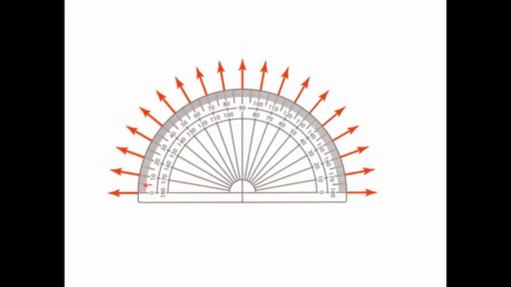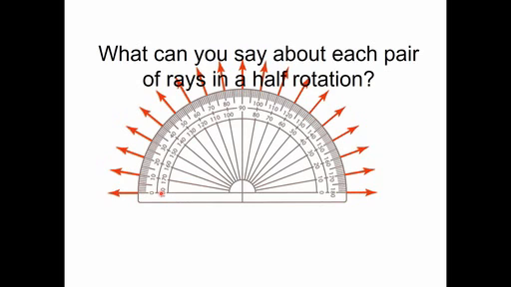So here we go. In other words, every one of these rays has a real number from 0 to 180. And every number on this scale from 0 to 180 corresponds with a ray. Okay, that's good. And that's important to get us to the answer to this third question. What can you say about each pair of rays in a half rotation? So if I take this ray at 40 and this ray at 70, there's a pair of rays. Think about what we did with the ruler postulate. Maybe that'll give you the answer.